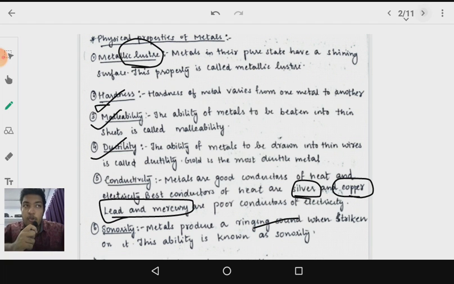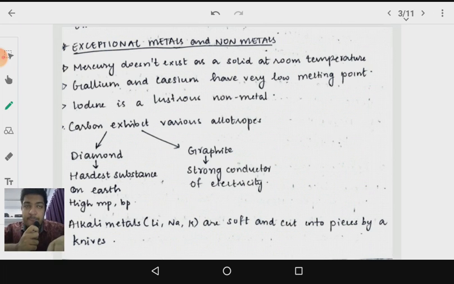So now let us move on to some exceptional metals and non-metals. First, we have seen that all metals are solid at room temperature, but we have an exception here, that is mercury. Mercury does not exist as a solid at room temperature. Next, we have seen that metals have high boiling and melting points because they are good conductors of electricity as well as heat. But there are exceptions here, that is gallium and cesium. Gallium and cesium have very low melting points.